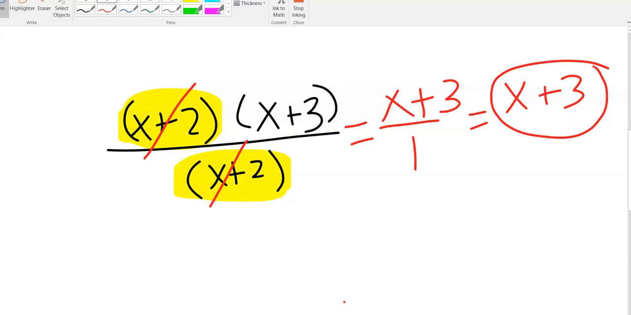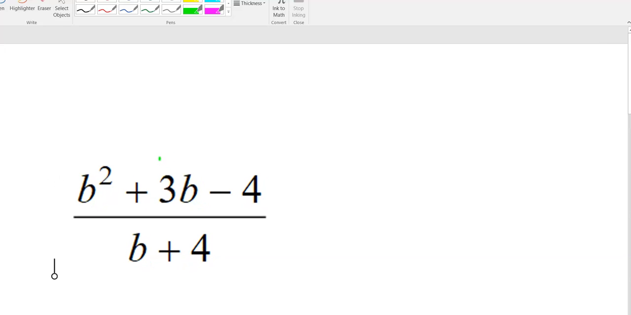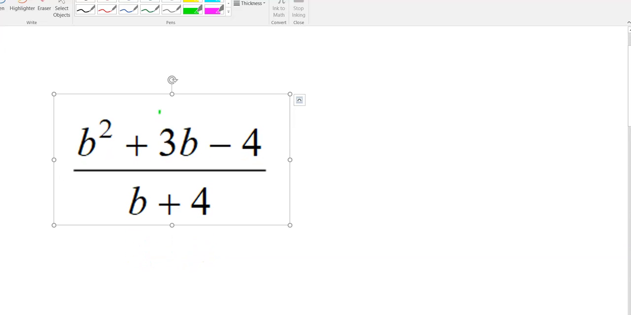Okay, so when we're simplifying these rational expressions, we want to look for things that they have in common, and they won't always have something right off the bat that you can easily see. What I mean by that is you are going to have times where you might have to factor something to see what they have in common, and factoring is going to be something we're going to need to do.